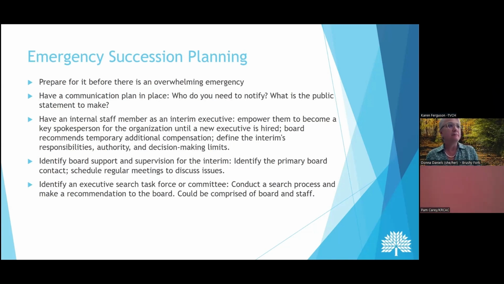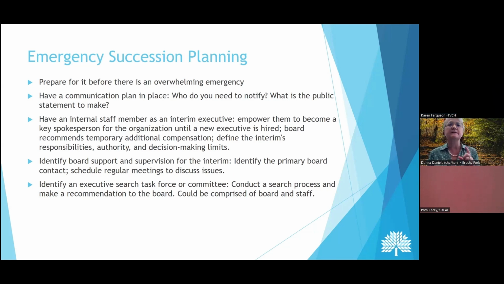Let's talk a little bit then about emergency succession planning. And the whole idea is to prepare for it before there is an overwhelming emergency, because when you're scrambling in the moment, it's just going to make things a whole lot harder. And so some of the pieces that you need to have in place, and you could create a template around this even, you need to have a communication plan in place. Know ahead of time who it is that you need to notify when there's a sudden change in leadership in your organization. You may not know exactly ahead of time what the public statement is that you're going to make, but you could have some idea of what the talking points are going to be, that we have a plan in place.